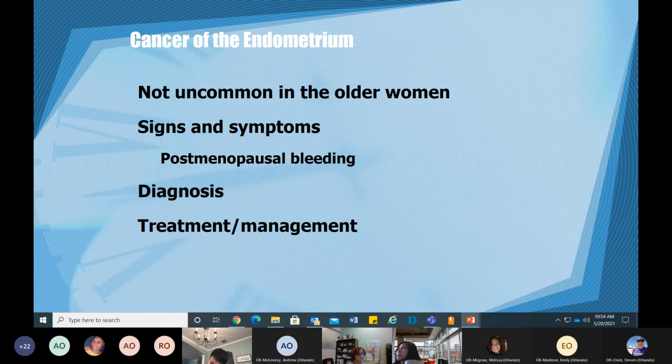Now, cancer of the endometrium is not uncommon. This is one that's really a bad one. It is not uncommon. There is some post-menopausal bleeding, and that should be suspicious. If somebody has gone through menopause, they should not be bleeding. If they start having bleeding after that time frame, then it could be potentially a sign of endometrial cancer.